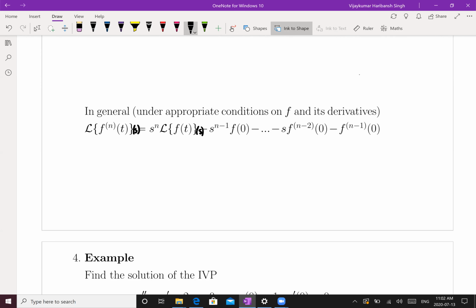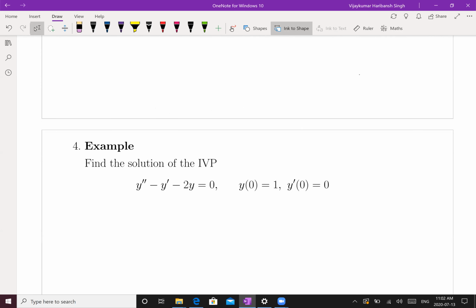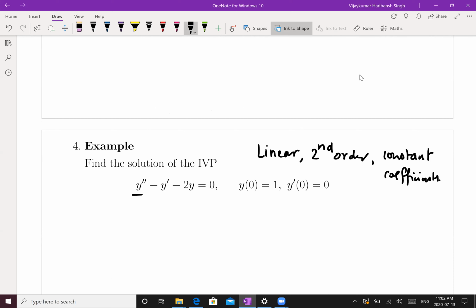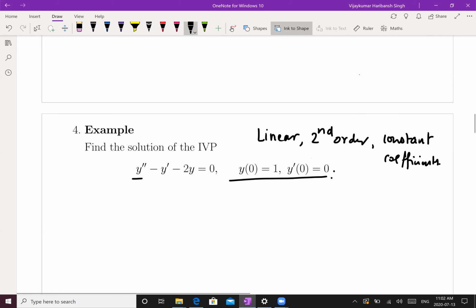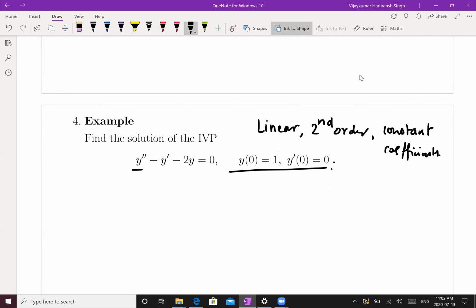Now let's see how this helps us to solve an initial value problem. So again, what kind of problems can we solve with this? We are looking for linear, second order, because of the second order derivative, and constant coefficients, right? And you must be given the initial value problem, otherwise it becomes difficult to solve. So now take the Laplace transform on both sides.